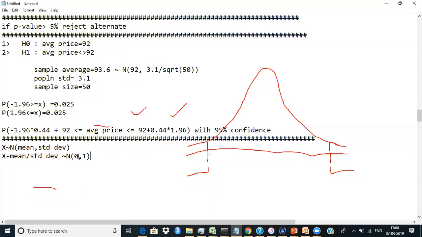Now I know this limit for standard normal. I need to go from standard normal back to a distribution. How do I do that? I multiply with standard deviation and add the mean, right? Yes. That's what I'm doing. I'm multiplying it with the standard deviation and adding the mean. Okay, sir.